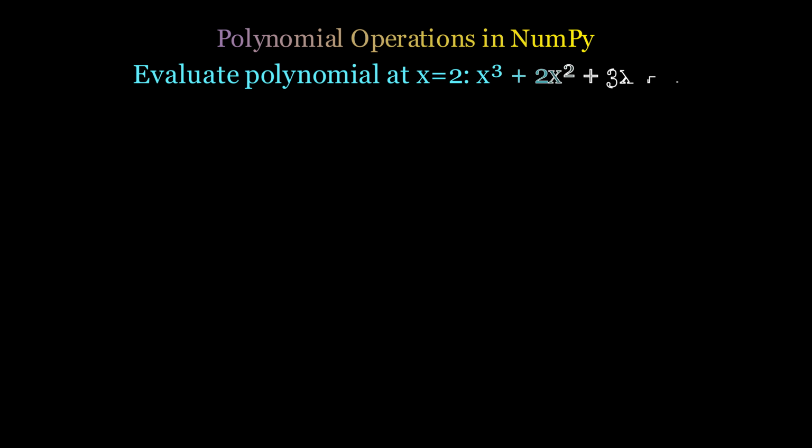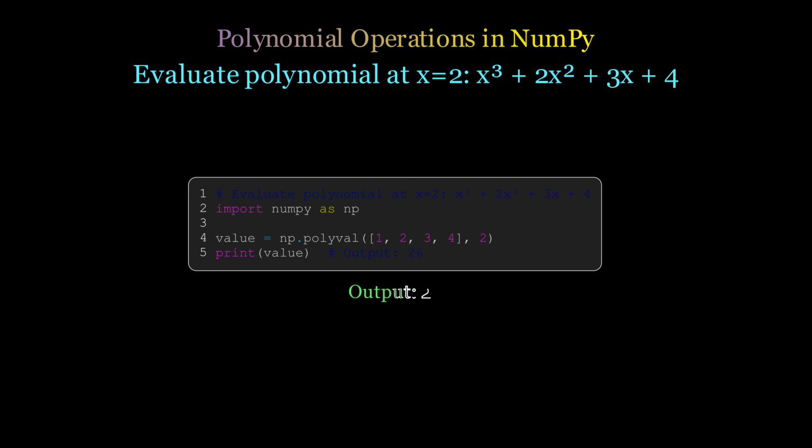Polyval evaluates polynomials at specific points. We provide coefficients 1, 2, 3, 4, representing x cubed plus 2x squared plus 3x plus 4, and evaluate at x equals 2. The calculation follows Horner's method for efficient computation.